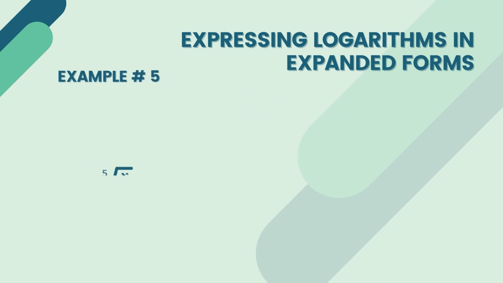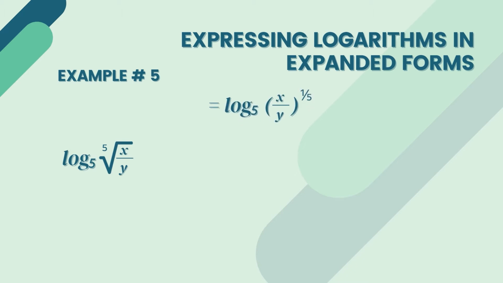Our fifth example in expressing logarithmic functions in expanded form is log base 5 of the fifth root of x over y. The first thing to do here is to rewrite this as a power so it will look like this: log base 5 of x over y raised to the power of 1/5. And since we can't apply the quotient rule because our quotient is being raised to the 1/5 power, what we're going to do is use the power rule to get rid of the power. So it'll look like this: 1/5 log base 5 of x over y.